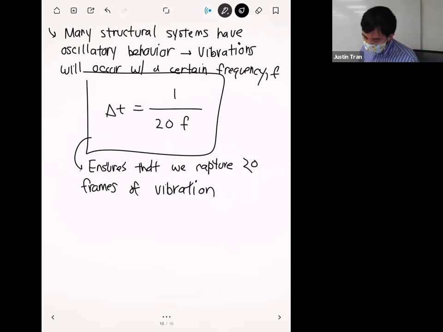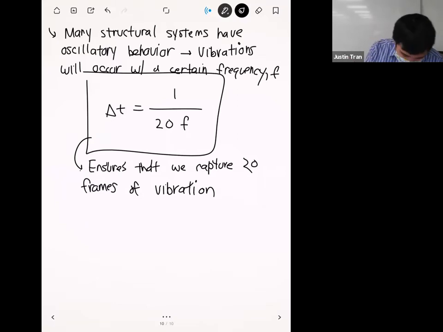Okay. Any questions on this? Okay. All right. So the last thing I want to talk about for the last 15 minutes today are the two methods within ANSYS to solve for dynamics problems, because there's more than one.